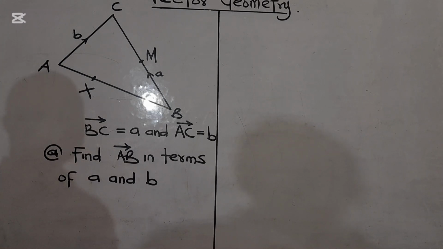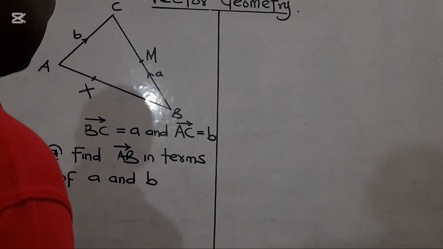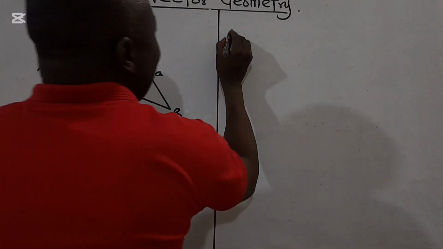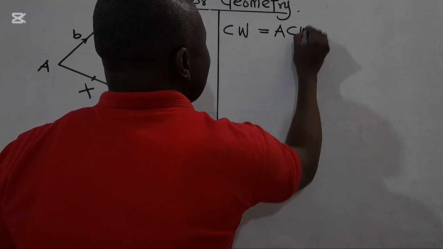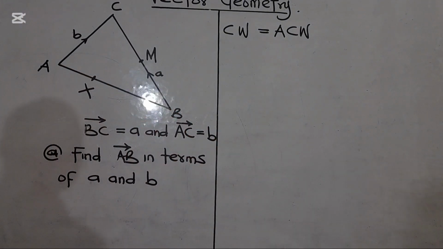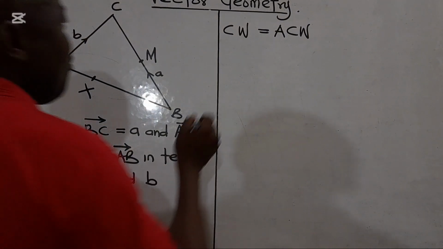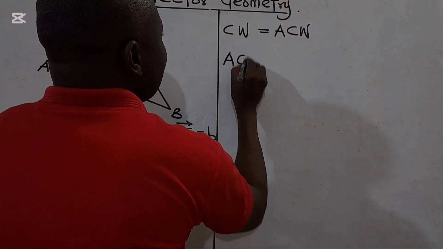Now, AB. Using our rule, clockwise and anti-clockwise, to help us, clockwise equal to anti-clockwise. So for the clockwise, let's start with A. From A to C is clockwise. A to C is clockwise. AC clockwise.